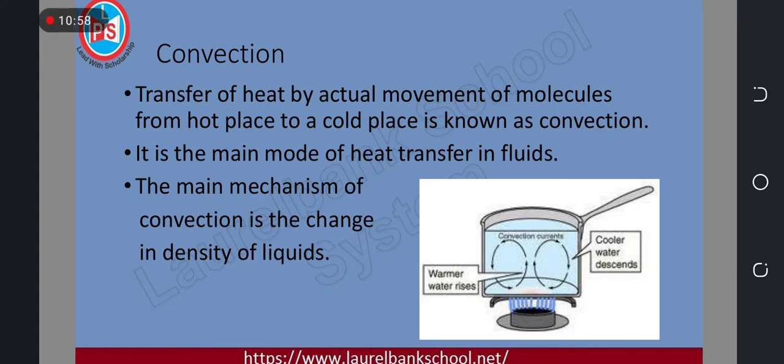The main mechanism of convection is just the change in the density of the liquid. A liquid or gas becomes lighter, less dense, as it expands on heating. So hot liquid or gas rises up above the heated area, and the colder liquid or gas from the surroundings fills the place, which in turn is heated up. In this way all the liquid is heated up, so the transfer of heat through liquid takes place by the actual movement of molecules.